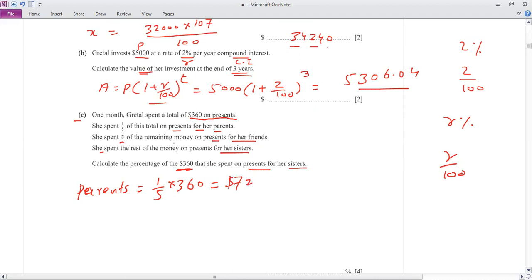Then 2/3 of the remaining money. Now what is remaining money? Remaining is 360 minus 72. So it is 288.